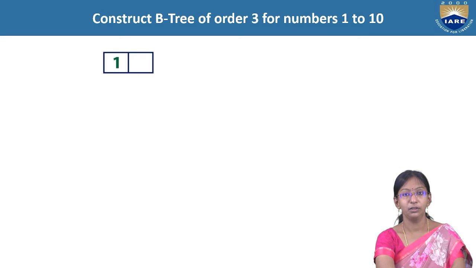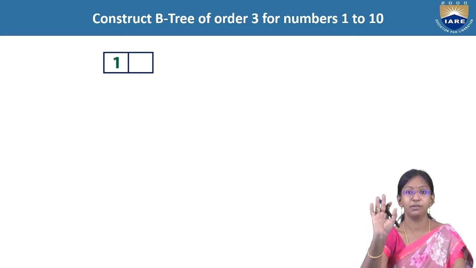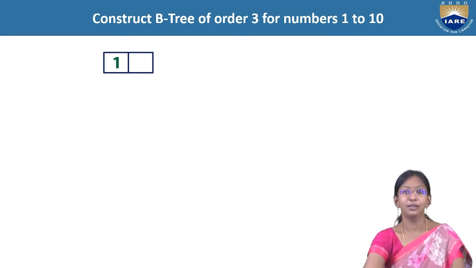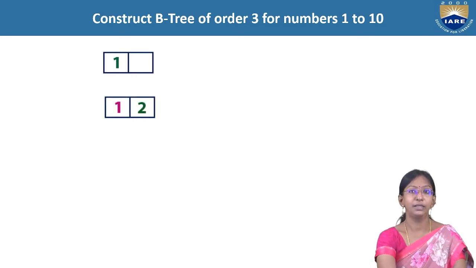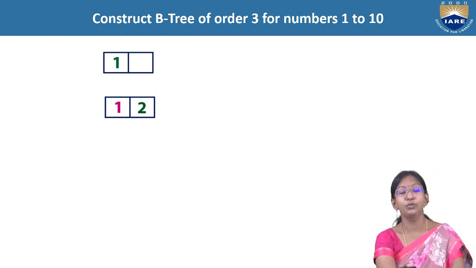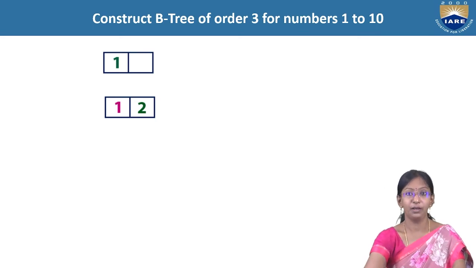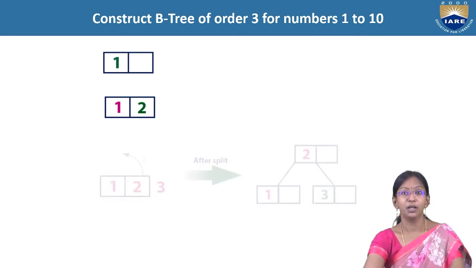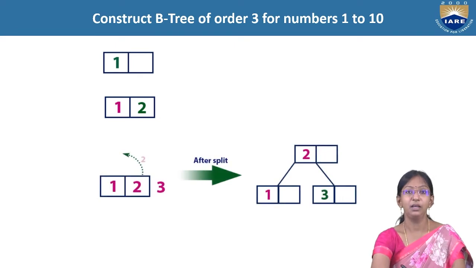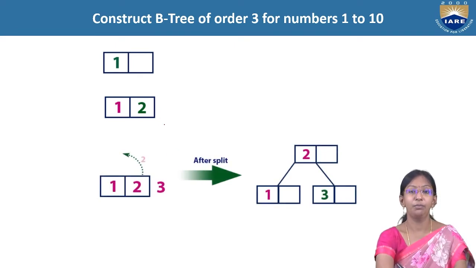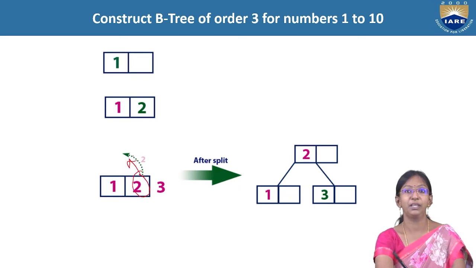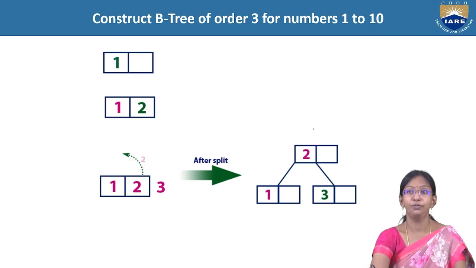I inserted 1. There is no computation, nothing to check. Then inserting 2. In that node, there is an empty space, and as I said, we have to insert in ascending order. 2 is going to sit to the right of 1. Then coming to 3, as the node cannot accommodate 3, the middle value 2 is going to go to its parent section, and it becomes the new parent of 1 and 3.